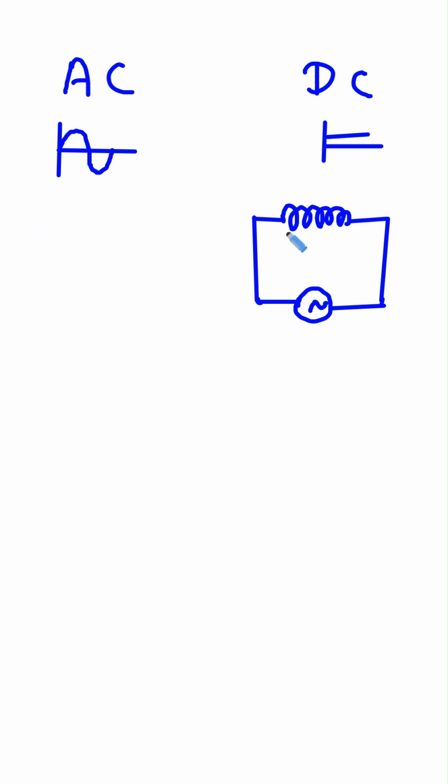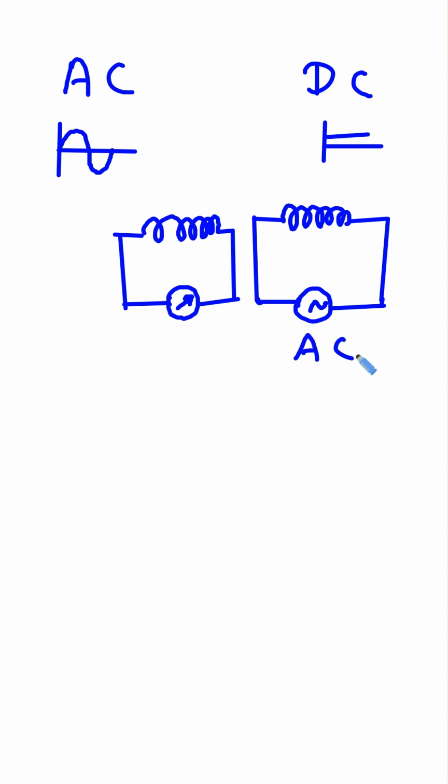Now here, if we add one more coil like this, what will happen due to mutual coupling? This coil also produces an EMF, so here the meter shows a deflection. Now let's say this is AC. Here this will show deflection. Why is this happening? This is because of Faraday's law of electromagnetic induction. Whenever the magnetic field around a coil changes, a voltage is produced in another nearby coil. This is the basic principle that makes a transformer work.